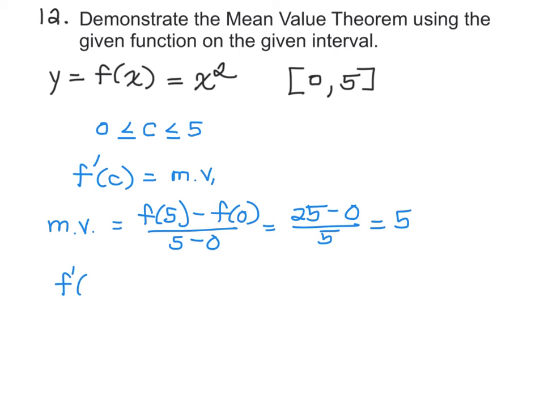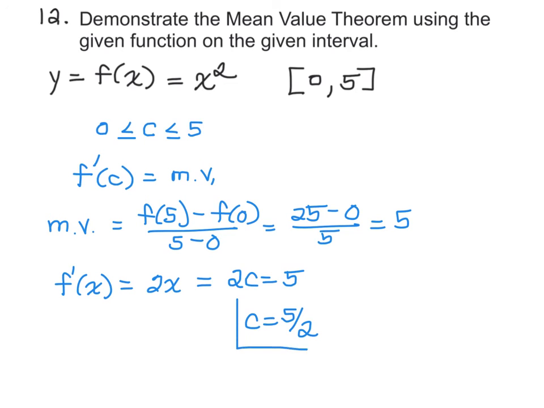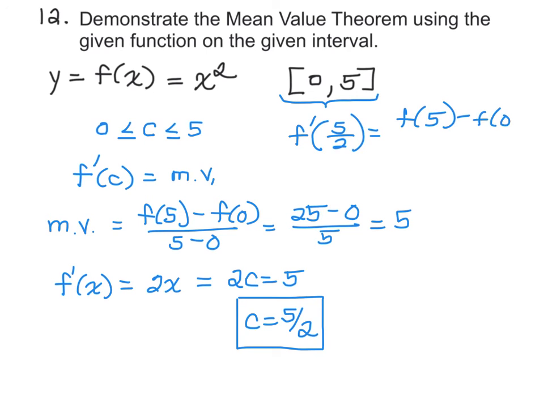F prime of x is equal to 2x. And so there is some value c such that f prime of c, 2c, is equal to the mean value 5. If we divide both sides by 2, it's 5 over 2. So in fact, here we're showing that when c is 5 over 2, which is a value between 0 and 5, that f prime of 5 over 2 is equal to f of 5 minus f of 0 over 5 minus 0, which is the mean value.